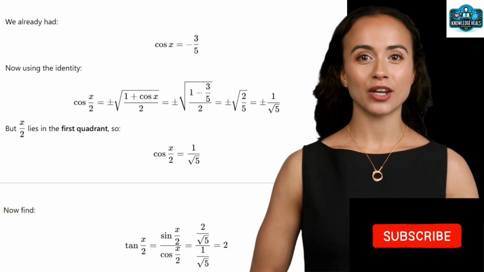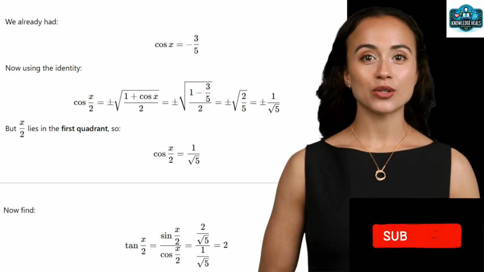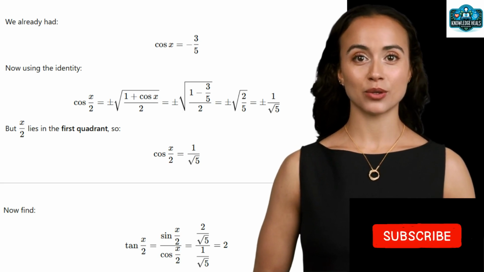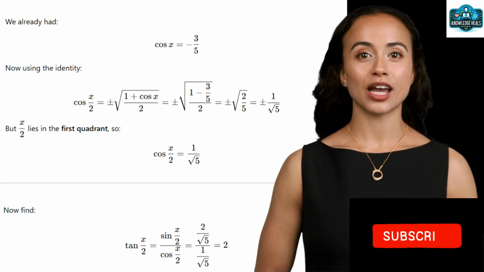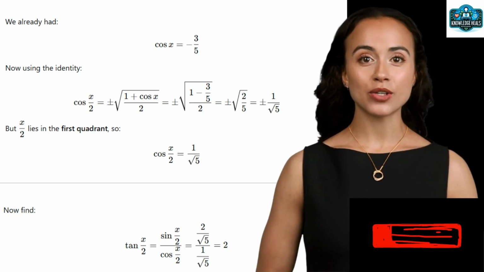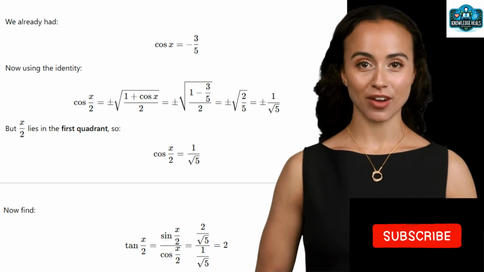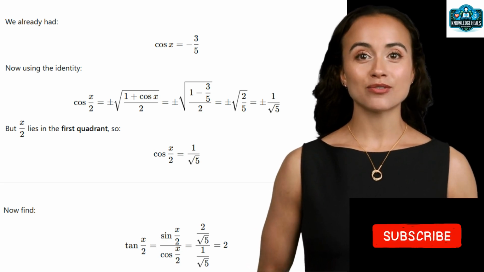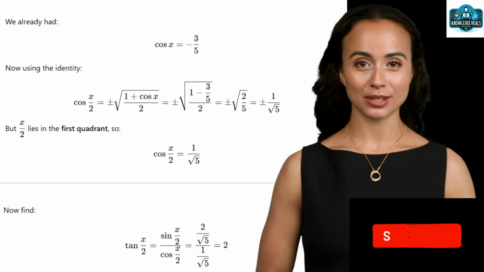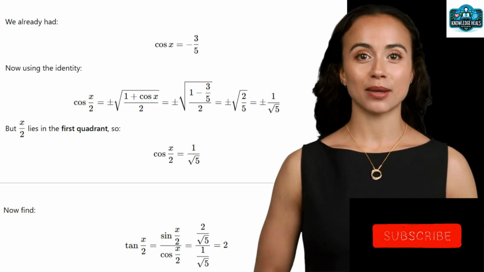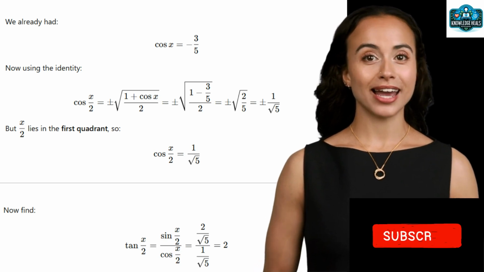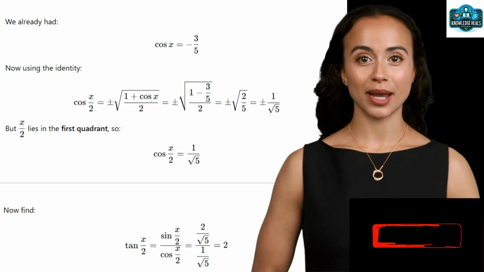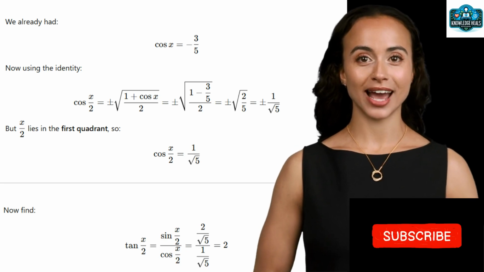We already have the value of cos x, and we substitute it in the equation, we get cos x by 2 is equal to plus minus 1 by root 5. But x by 2 lies in the first quadrant, then we get cos x by 2 is equal to 1 by root 5. As we have the values of sin x by 2 and cos x by 2, then we get tan x by 2. So we get the value of tan x by 2 is equal to 2. Hence, we have got our values of sin x by 2, cos x by 2, and tan x by 2.